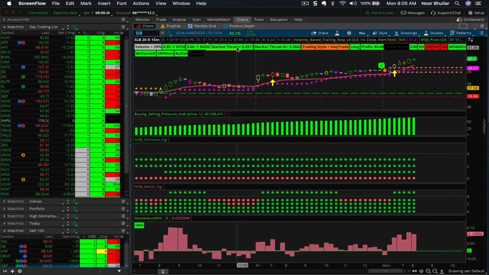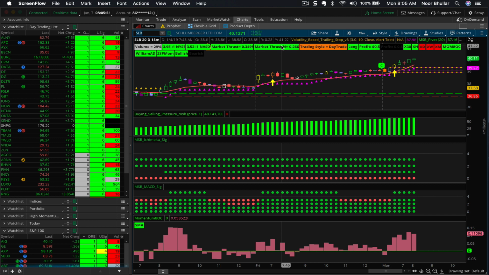Then you can look at the market thrust. The market thrust is shown here for both NYSE as well as NASDAQ. And this is based on four parameters. It's looking at the number of issues that are advancing, the number of issues that are declining, and up volume and down volume. In other words, the thrust is positive when more issues are advancing, and also when more volume is flowing into issues that are going up, right?